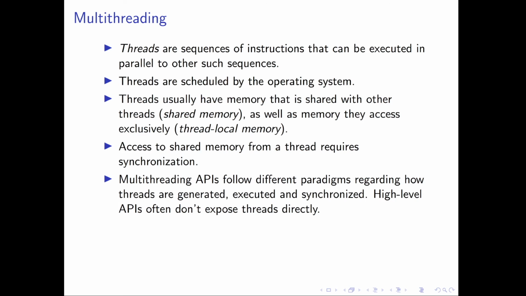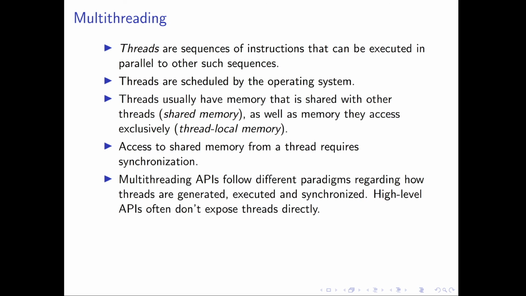Threads are usually scheduled by the operating system, and for threads, it's important how they interact with memory. In a multi-threaded program, you usually have some memory that is shared between the threads, where you have to take care of synchronization, and then you have other regions of memory that are local to the thread, where the thread has exclusive access, and where access is also cheaper because you don't have to take care of synchronization.